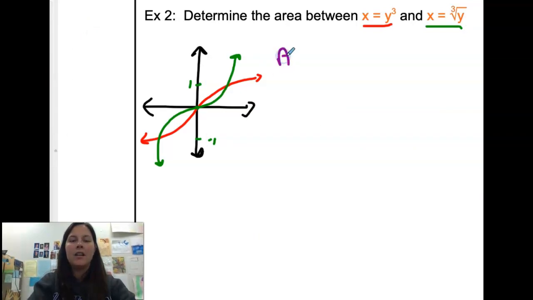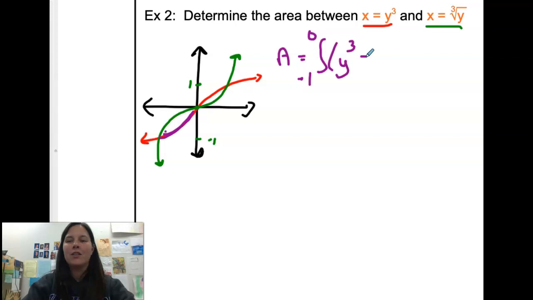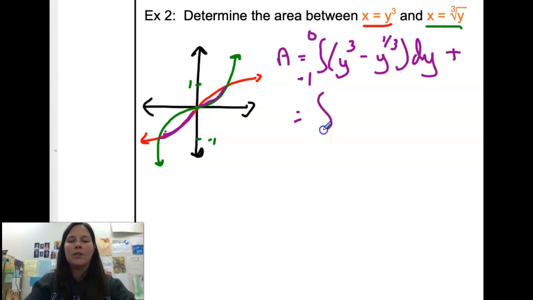Taking a look at our area, our first section here, the curve on the right is our y cubed curve. We're going from y is -1 to y is 0 of y cubed minus that curve on the left, which is the cube root of y, or y to the 1/3 power. Plus, looking at the section over here, the curve on the right is now our cube root. So y is going from 0 to 1 of y to the 1/3 minus y cubed.